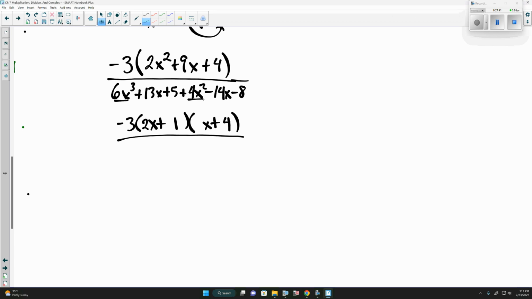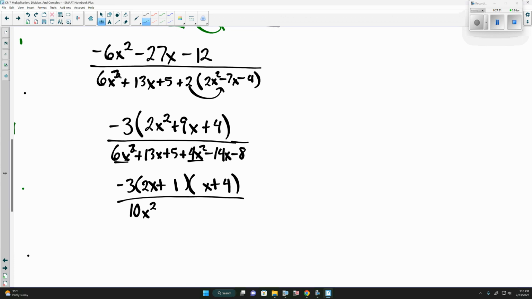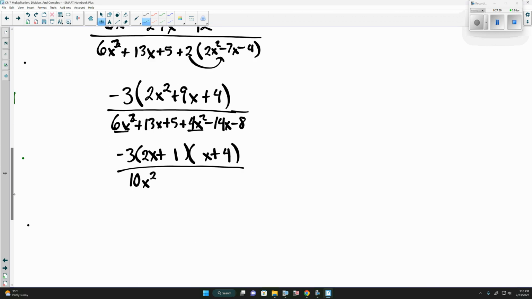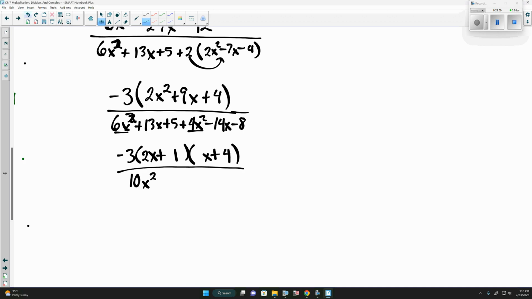Denominator, 6x squared and 4x squared is 10x squared. Right. Okay. I'm assuming y'all have that as 6x squared, not x cubed, yes? Yeah. No, that's just a typo. Righto. Now, 13x minus 14x is negative x, and 5 minus 8 is negative 3.